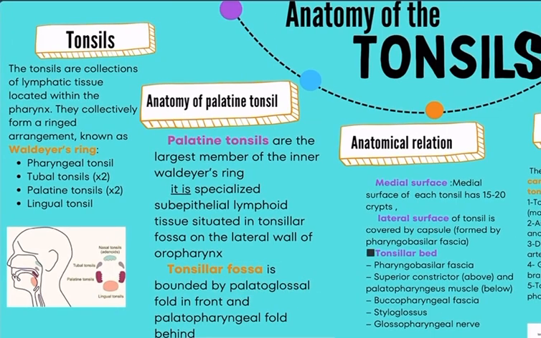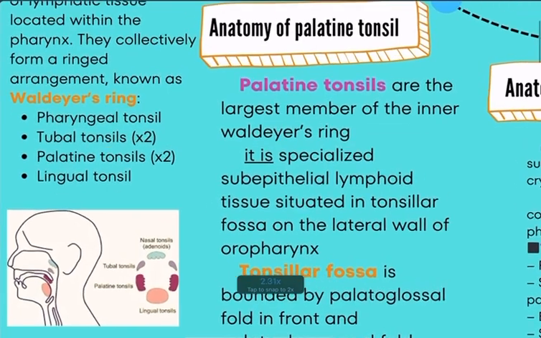So tonsils in general are collections of lymphatic tissues within the pharynx, forming collectively a ring called Waldeyer's ring. This Waldeyer's ring is formed by four groups of tonsils. The first one is the pharyngeal tonsil, the tubal tonsils, two palatine tonsils, and lastly one lingual tonsil.